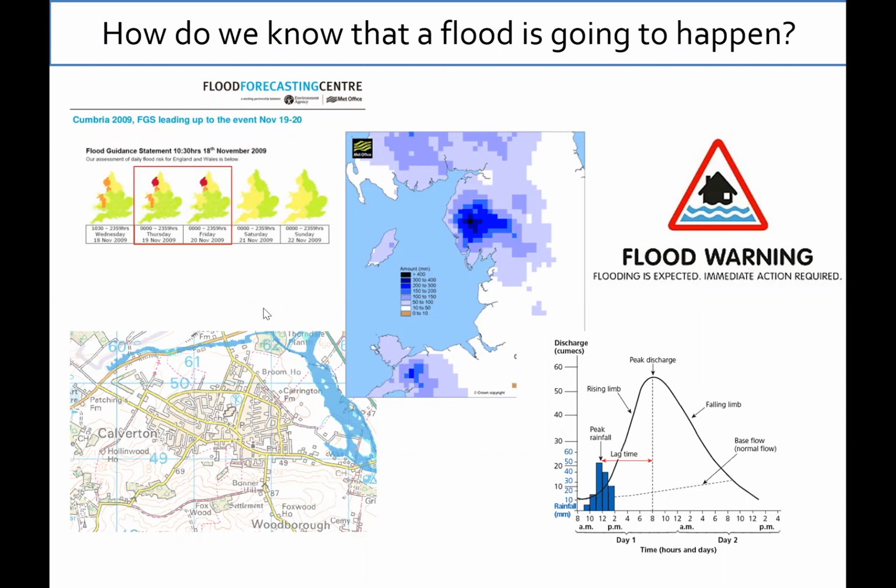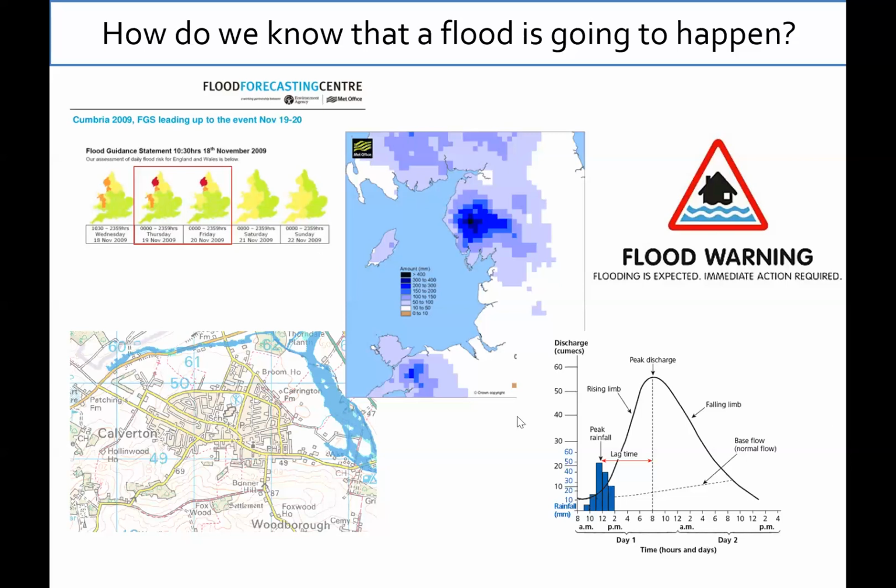That's what this thing here does. This is a radar. It shows us where the rain is. We can also model flooding. So this is Calverton. This shows you in blue the areas where the stream is and where it might flood. We can predict, so we can issue weather warnings based on the weather forecasts and then issue flood warnings if we think people need to get out of the way.